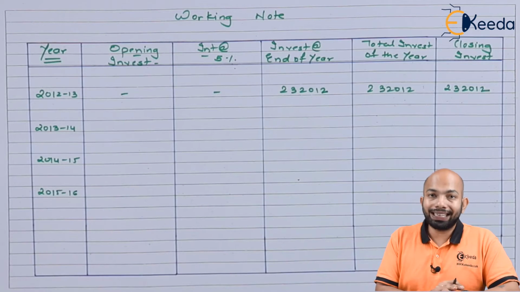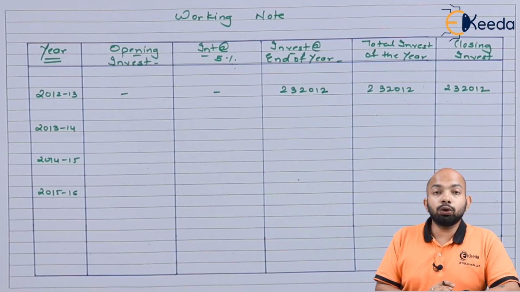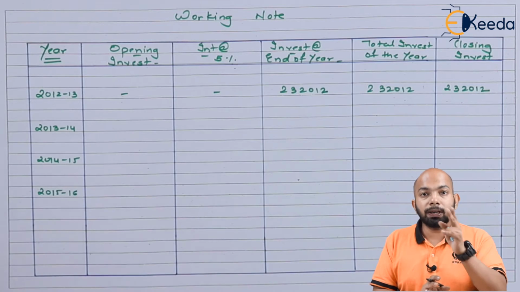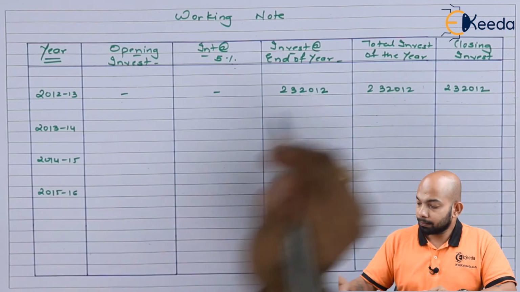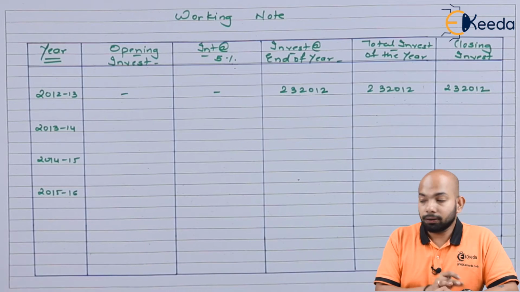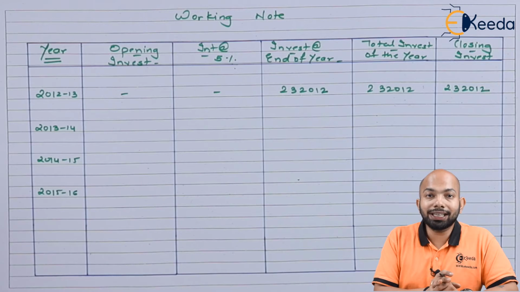The third column shows the interest on it. The fourth column shows the investment at the end of the year. That means the opening investment plus interest on it. That is the total investment at the end of the year. The next column shows the total investment here. And the last one shows the closing investment.